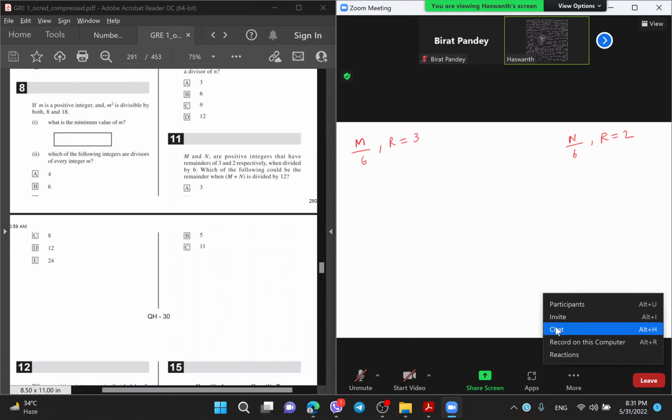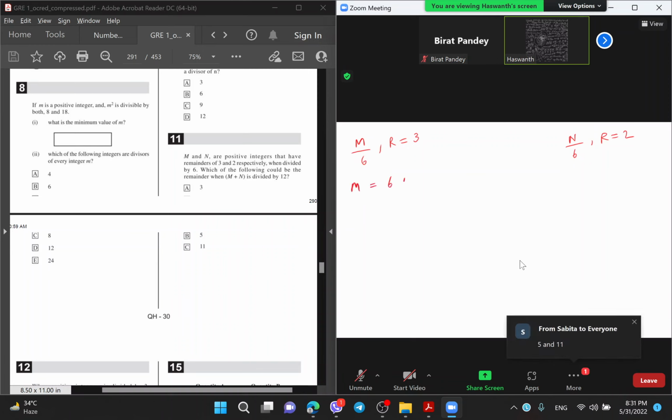See, m when divided by 6 leaves a remainder 3 means m will be of the form 6 into some integer plus 3. Yeah, 5 and 11. n when divided by 6 leaves a remainder 2 means n will be of the form 6 into some integer plus 2. And differentiating them is important.